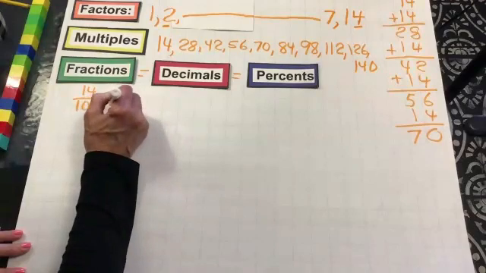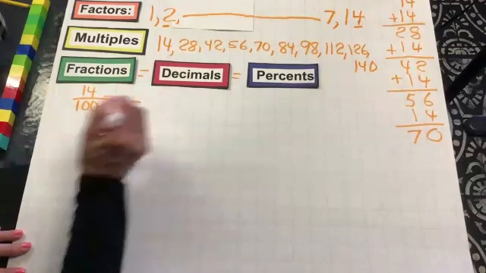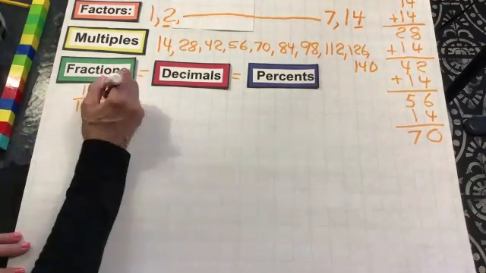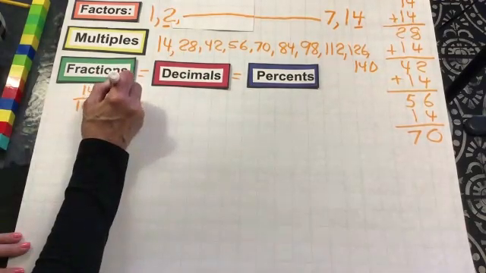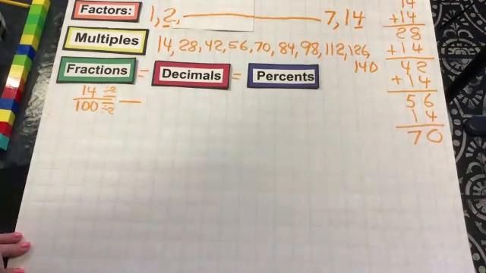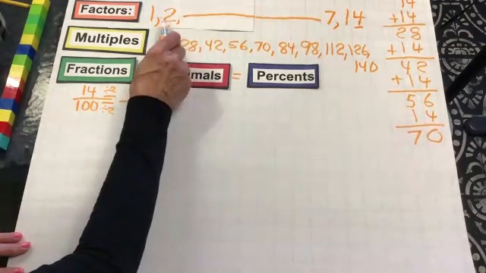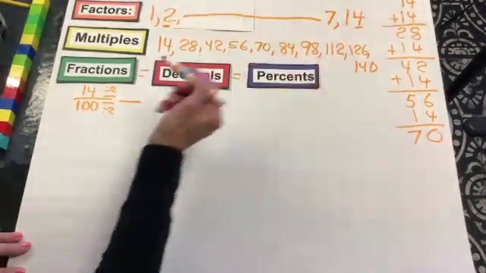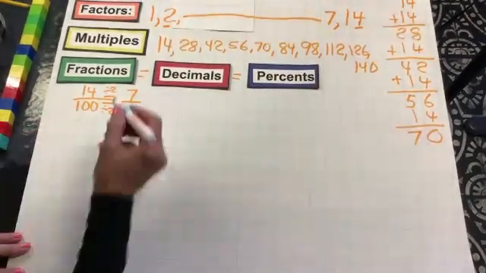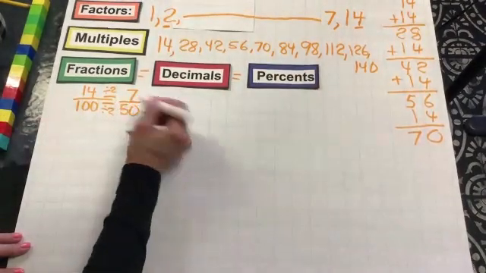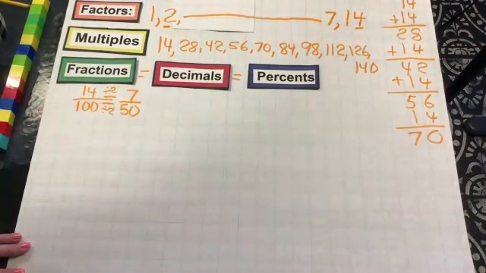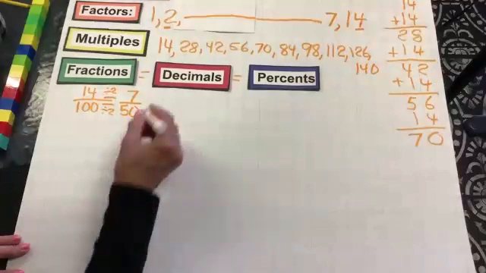So I'm going to give an equal sign here. We're going to do an equivalent fraction. So if we divide the top number by 2 and we divide the bottom number by 2, we get an equivalent fraction. So we know 2 goes into 14 7 times, so the top number will be 7. And we know 2 goes into 100 50 times because 2 50s make 100. So 14 hundredths is the same or equivalent to 7 50ths.